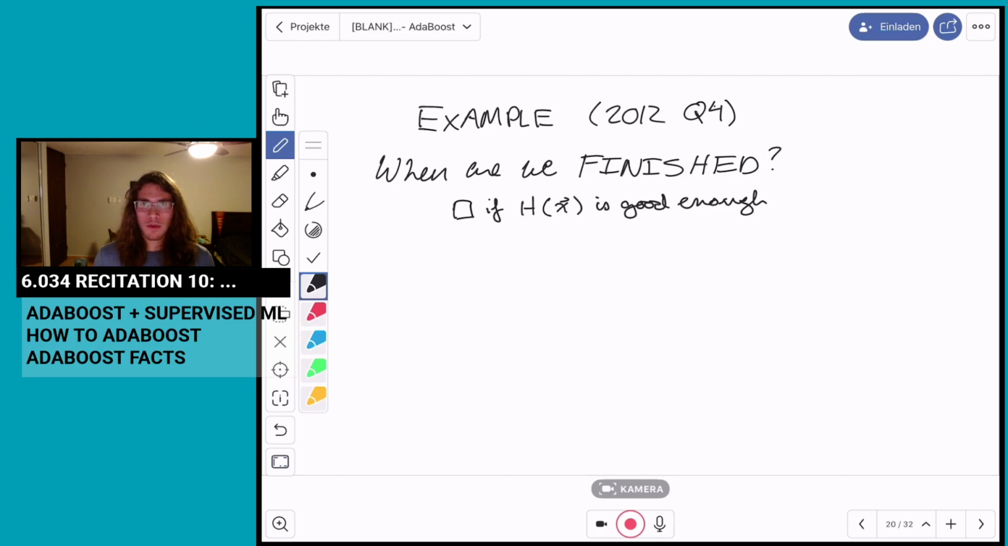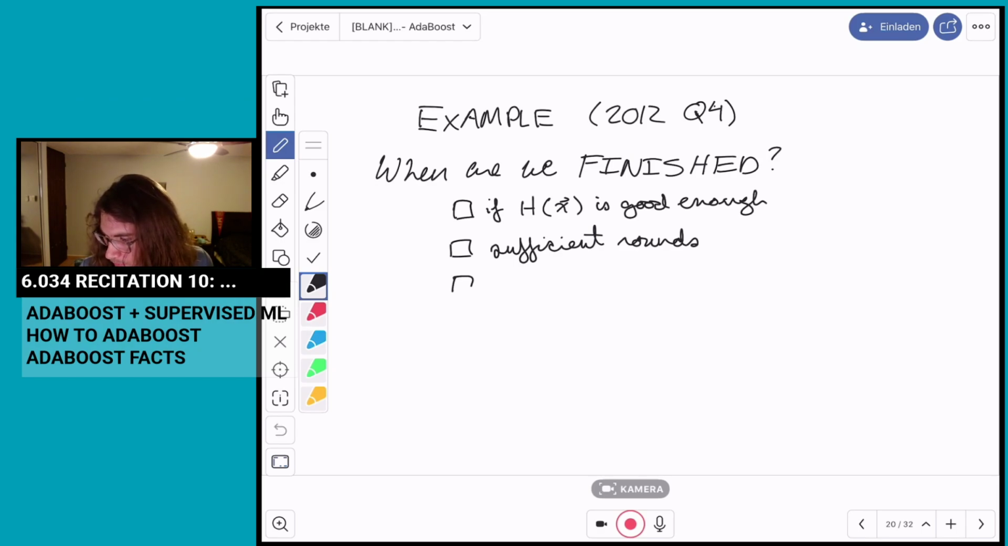Whatever bar we set for h, when we reach it we can stop. Naturally, we can also stop when we've done sufficient rounds. So maybe you don't reach the error rate that you wanted, but you also have a limit. You have limited time, so you say after 5 rounds, after 6 rounds, I don't want to do any more rounds, and I'll just cut my losses there. So that's also a valid stopping point.